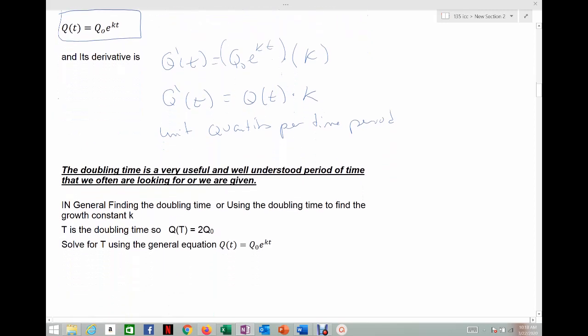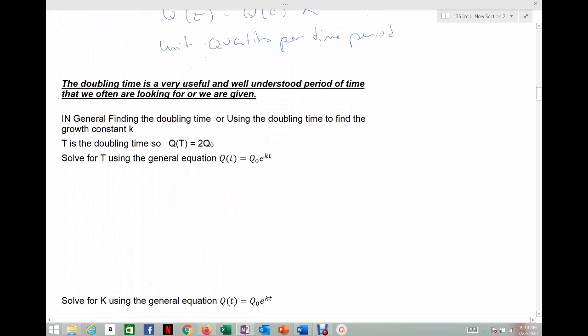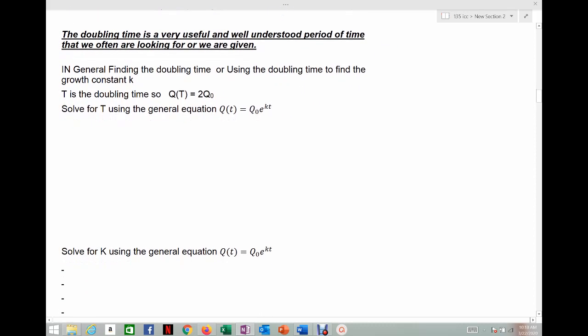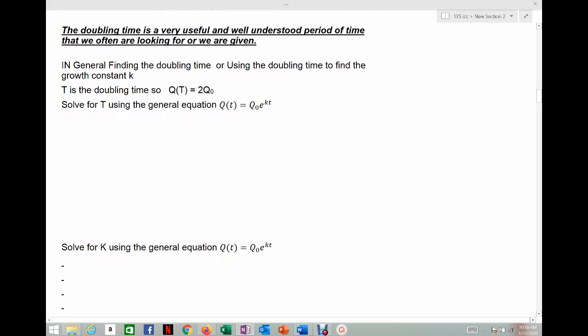All right, doubling time is very useful. Most of the time we'll either be looking for it, or some applications will give it to us. Sometimes we want to find it, so the first example is going to be looking for how we find it. And it's the same process every time. So either you can remember the process or you can remember the simple equation that we're going to find.